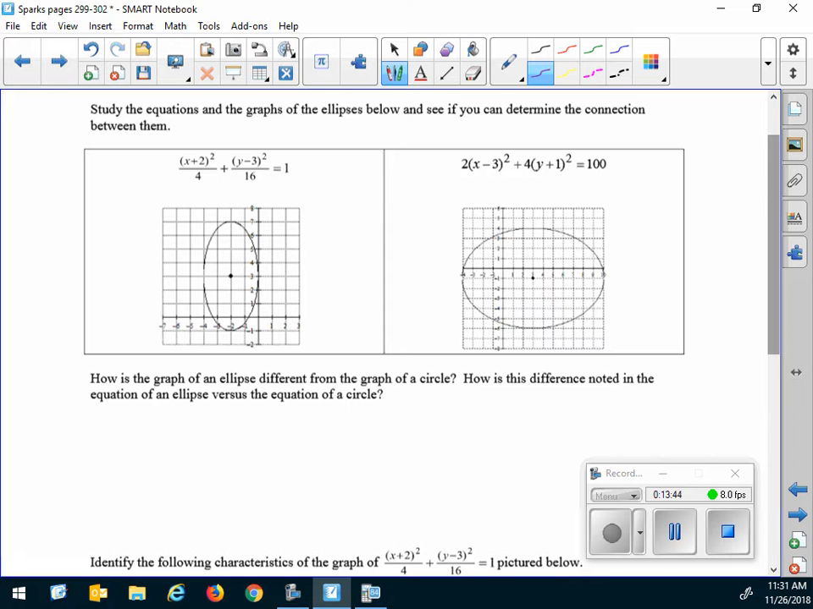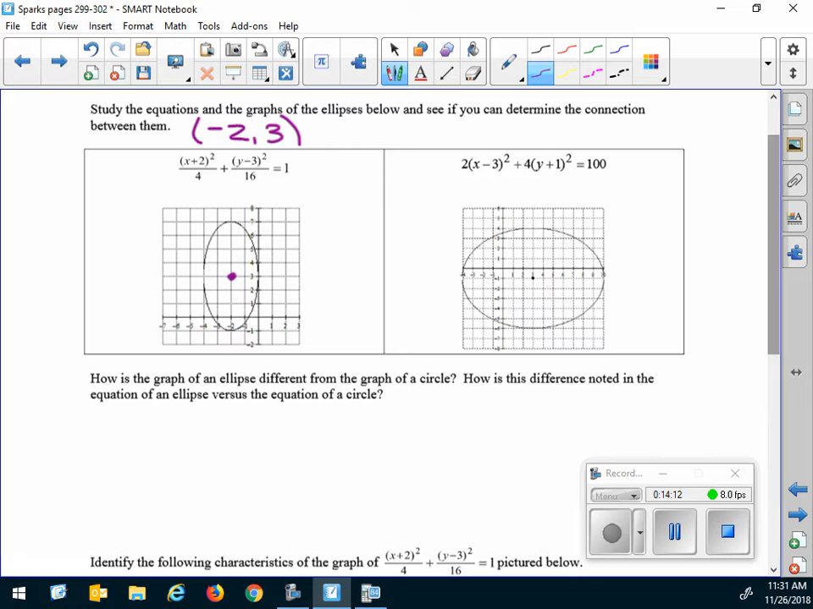Study the equations and the graphs of the ellipses below and see if you can determine the connection between the equation and the graph. Find the center of that ellipse in exactly the same way you find the center of a circle. The center is -2, 3. Right. Center is -2, 3. Exactly the same way as you find the center of a circle.